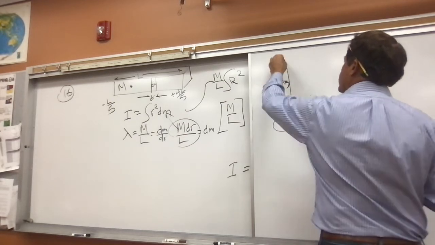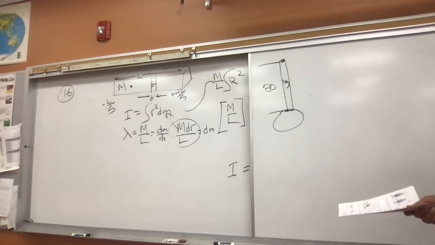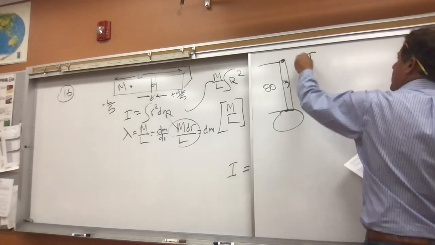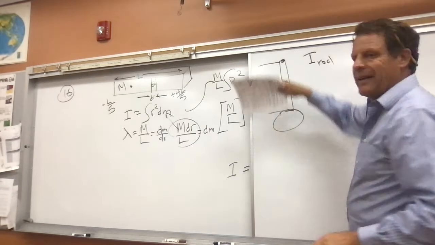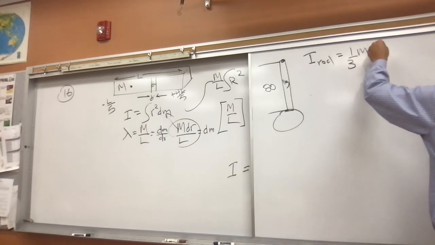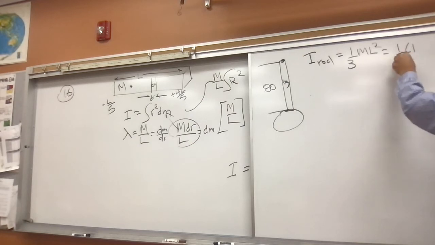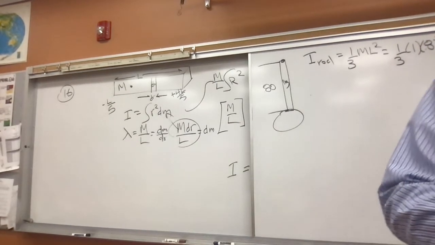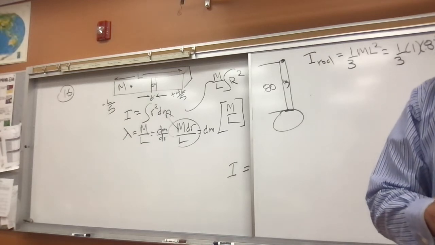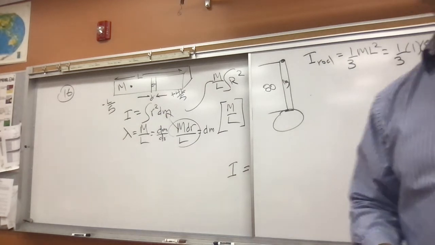1 kilogram, and this would be the I for the rod. Remember, it's rotating about its end, and that equation would be 1/3 ML squared: 1/3 times 1 kilogram times 0.8 squared. And 0.8 squared divided by 3 gives us 0.213.